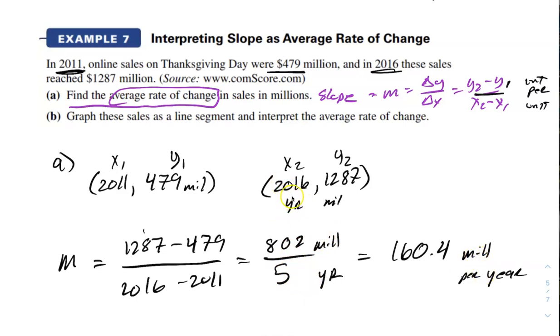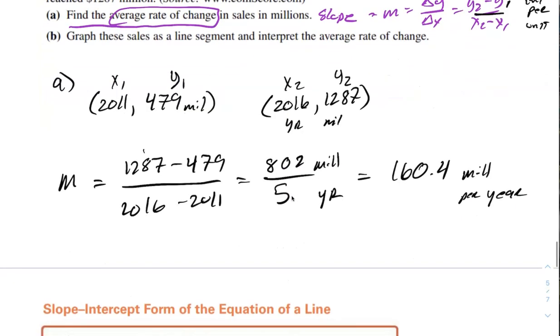Graph these as a line segment and interpret the average rate of change. I think we just did that. I'm not going to graph it because it would just be a point there and something like that. So I'll just get that part of it.